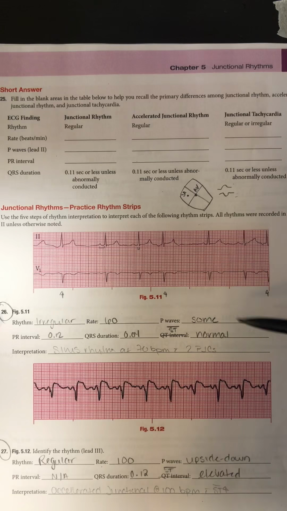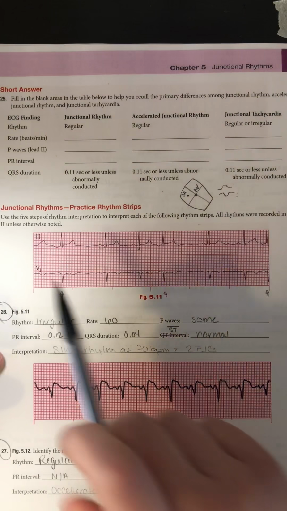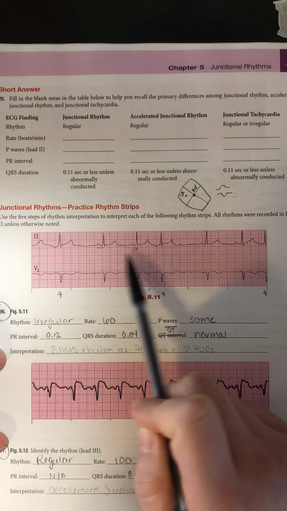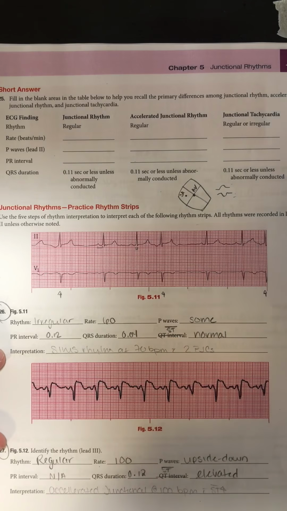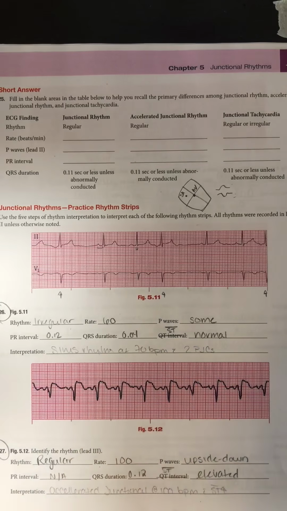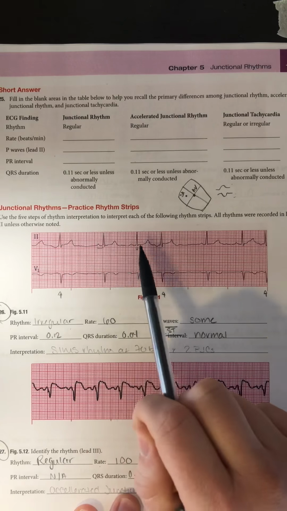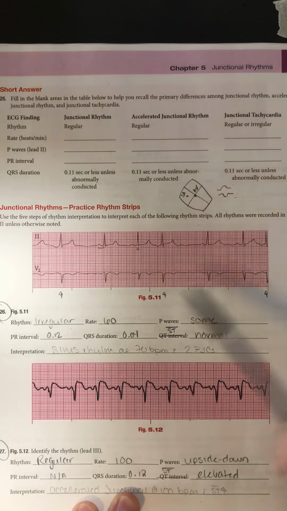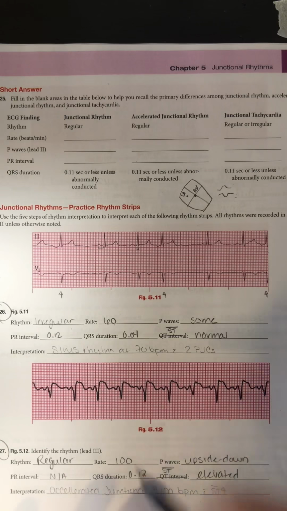So first we're going to look at figure 5.11, or number 26. And the first thing we want to do, like we do with any rhythm, is see if it's regular or irregular. So you can see here it gets a little irregular, and here is a little irregular, so the rate's kind of all over the place, so I just put irregular there. For our rate, we're just going to use the 6-second technique in this chapter since we've already practiced with the small box technique. So I have 1, 2, 3, 4, 5, 6. I didn't really count this one because it's really cut off, so I just put a rate of 60 beats per minute.